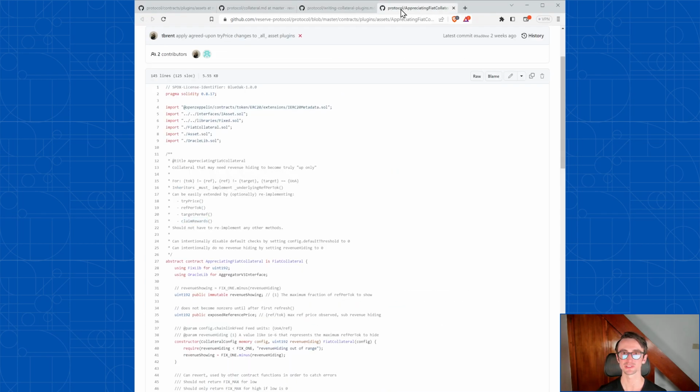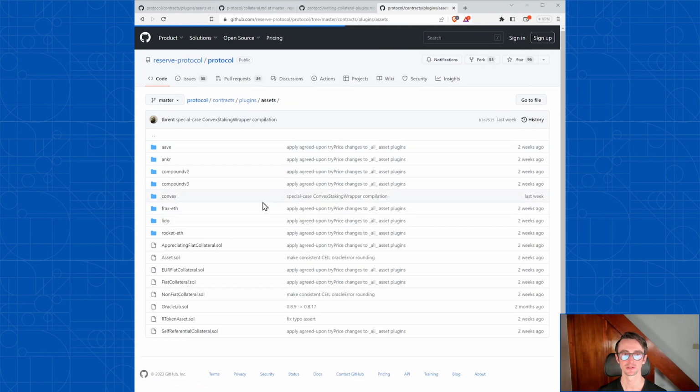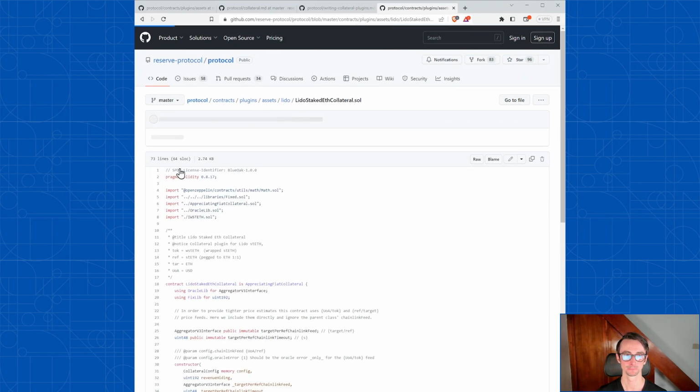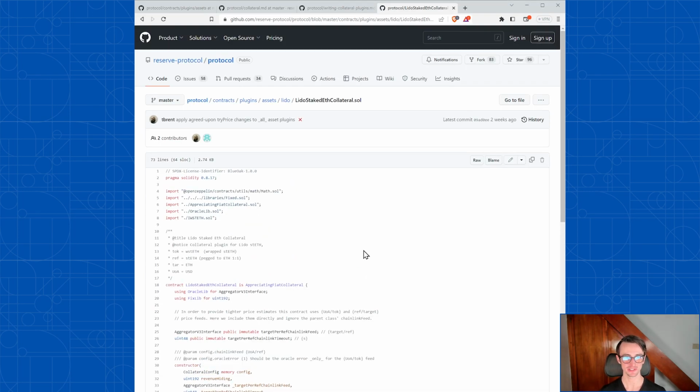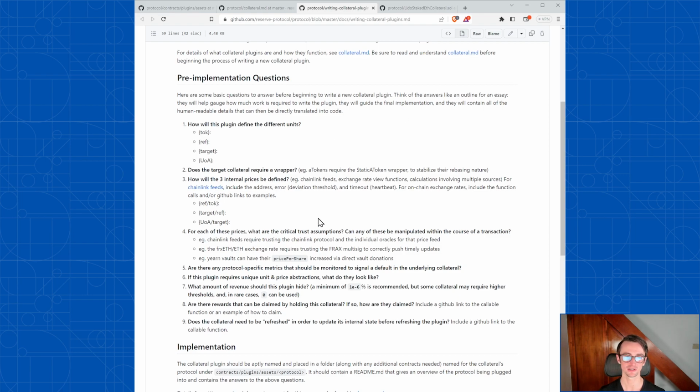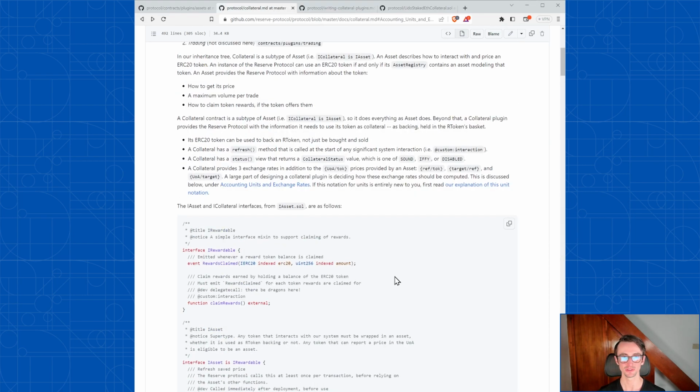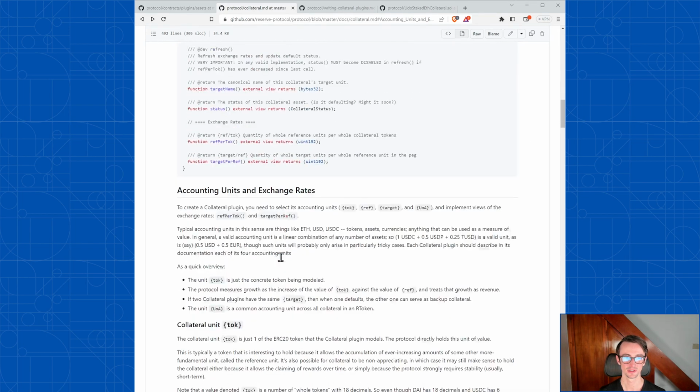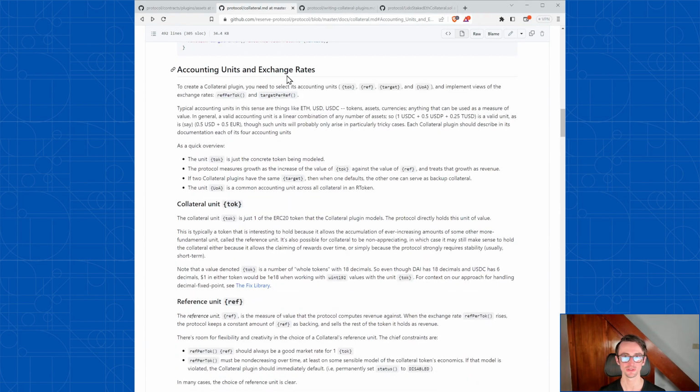Okay, let's look at Lido because it's a simple case. Oh, apparently I can't go back here. Okay, so here's Lido staked ETH collateral. First, I recommend at the very top using some kind of documentation like this where you explicitly say what the 4 units are equal to. And as I said before, or maybe didn't, UoA is always USD. These are the 3 units you need to come up with. Read through this doc. Really read through this doc in order to understand deeply what the tok, ref and target units are. Like I said, that is explained here under accounting units and exchange rates.